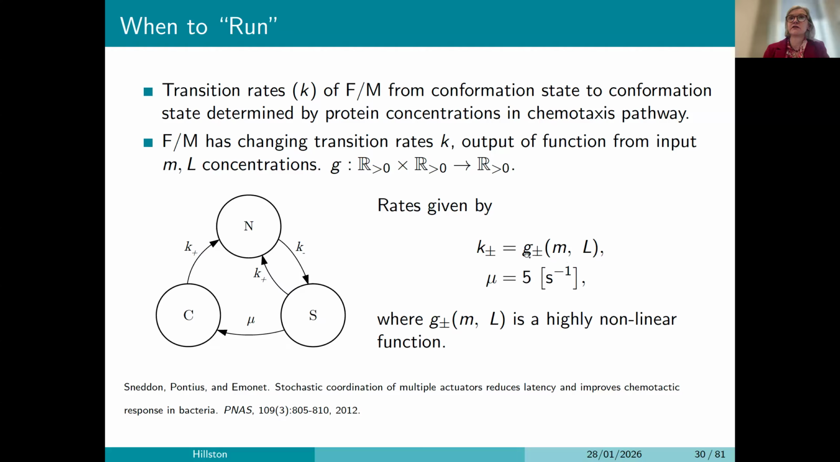Okay, so we assume there is some function we don't know that is dependent on M and L, and this will give us the value of the K's here for moving between these different states. The function G is estimated in this paper by Snedden, Pontius and Emanet, which was published in 2012, and shows, as I say, this is the model that gives a very faithful representation of how E. coli behave within chemical fields. Okay. But this model is very expensive to run.